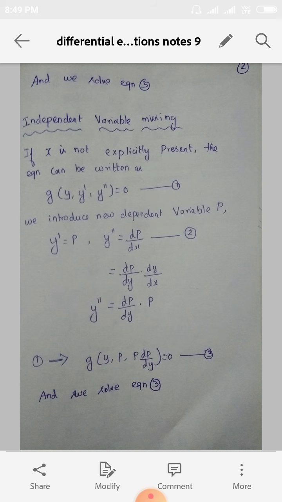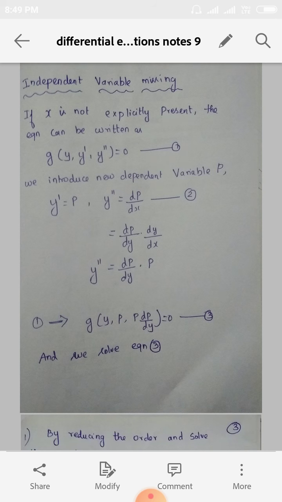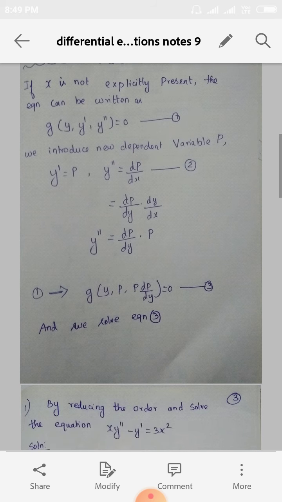Here, the same, we introduce a new variable p. So y dash is equal to p. We differentiate y dash with respect to x, so y2 dash is equal to dp by dx. Here x is not explicitly present, so we have to rewrite dp by dx as dp by dy into dy by dx.